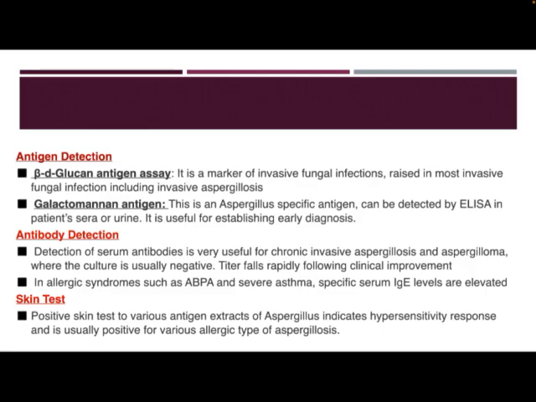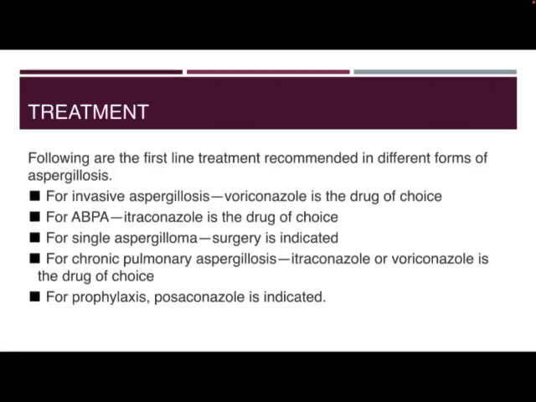Antigens may not be correctly detected in certain cases, such as chronic invasive aspergillosis and aspergilloma, when the culture becomes negative. In those cases we take the patient's blood sample and observe the antibodies. So after antigen detection and antibody detection in serology, we can do the skin test. There are allergic skin tests where we detect the fungal infection.